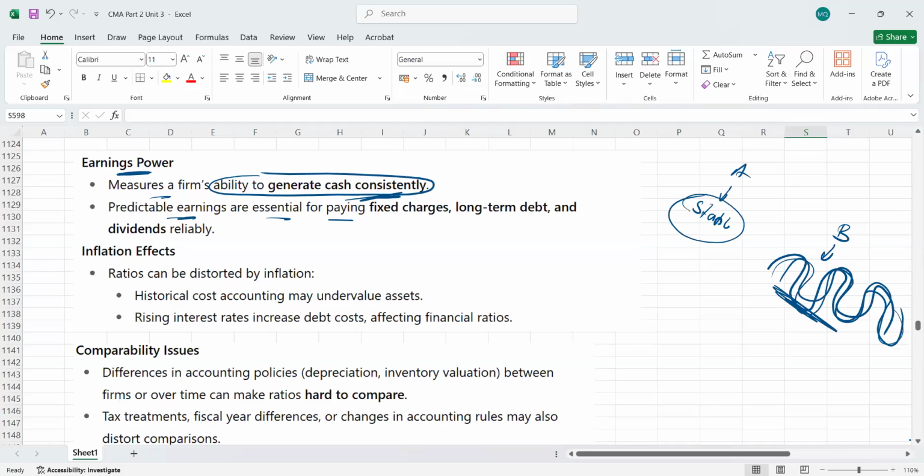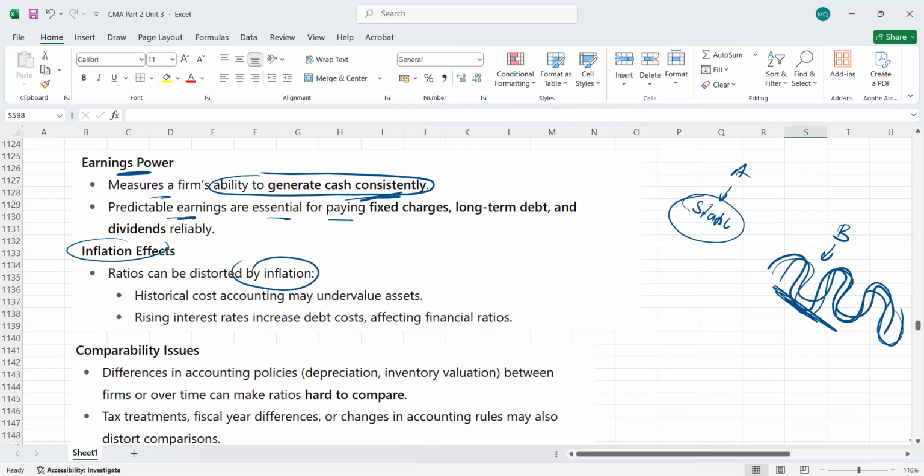Sometimes earning power, the power to generate cash, will also affect the ratio analysis. A company with stable earning power will have stable ratios, and companies with volatile earning power will have different ratios in different years, and they will change drastically. Then inflation effects: yes, inflation can also affect the ratios. For example, ratios can be distorted by inflation.